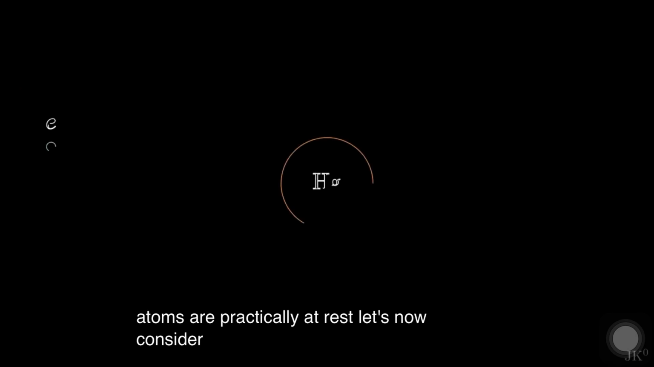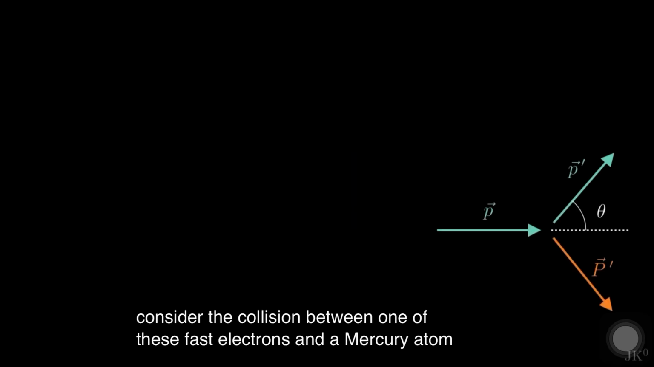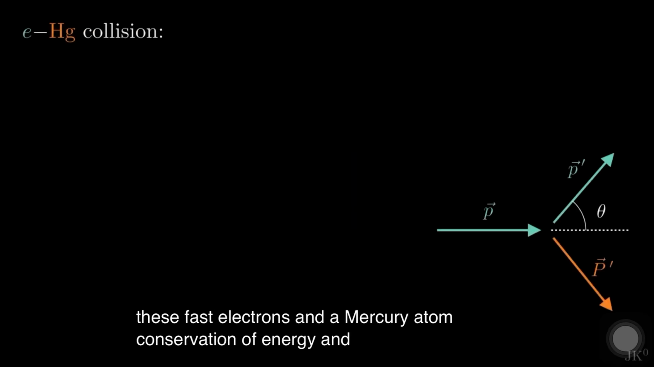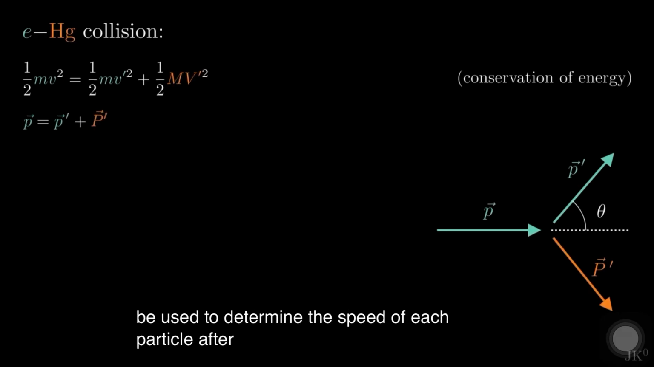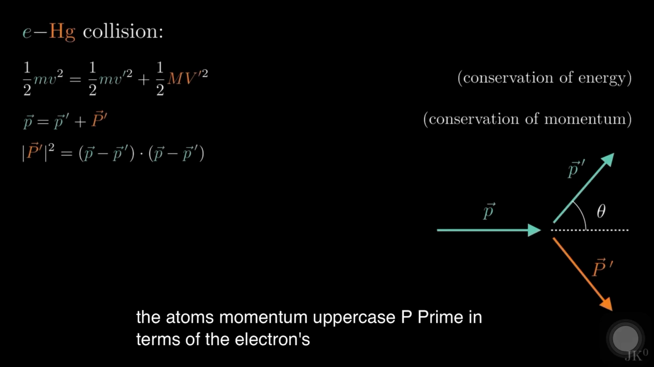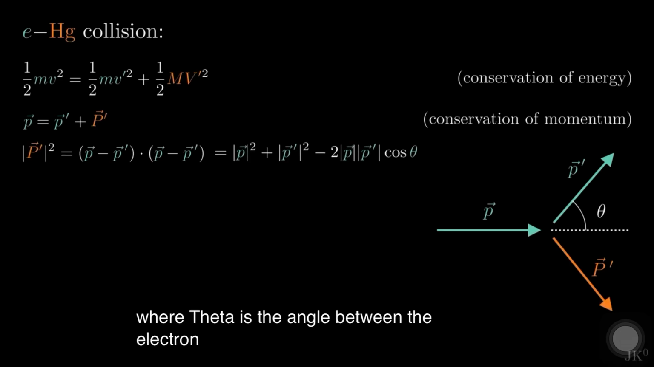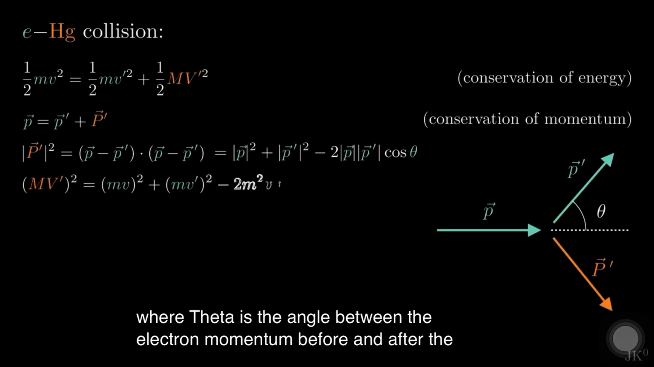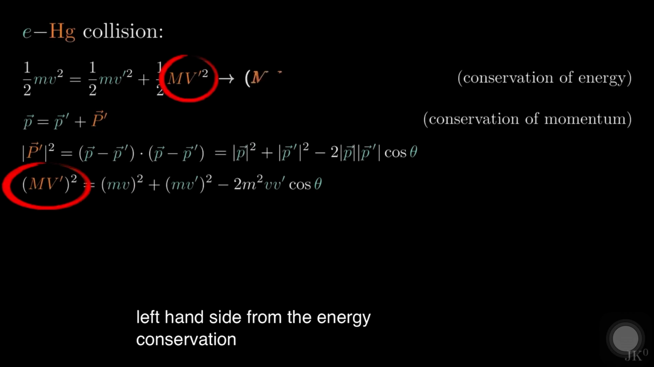Let's now consider the collision between one of these fast electrons and a mercury atom. Conservation of energy and momentum can be used to determine the speed of each particle after the collision. Solving for the atom's momentum P prime in terms of the electron's momentum P and taking its square, we find this relation, where theta is the angle between the electron's momentum before and after the collision. We can find the term on the left-hand side from the energy conservation relation.